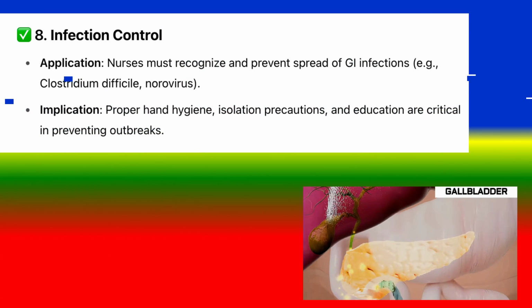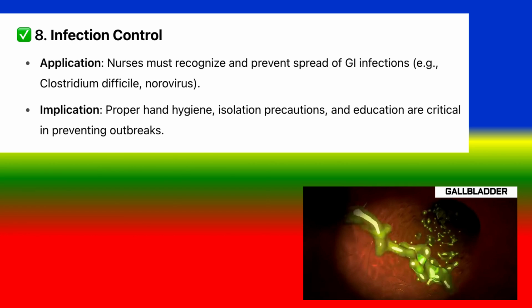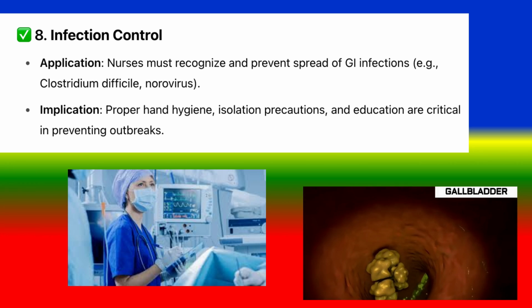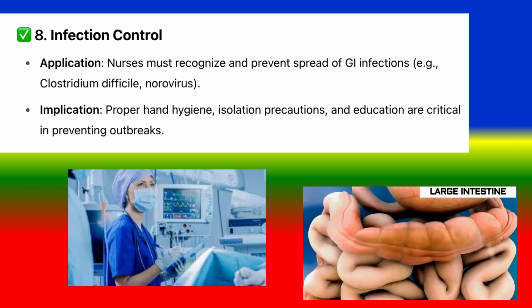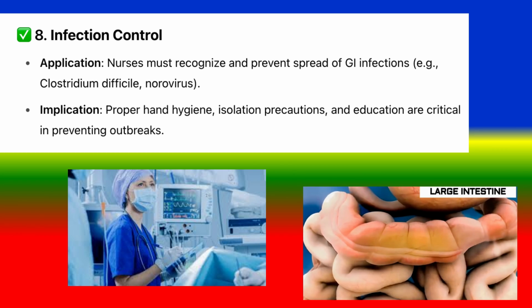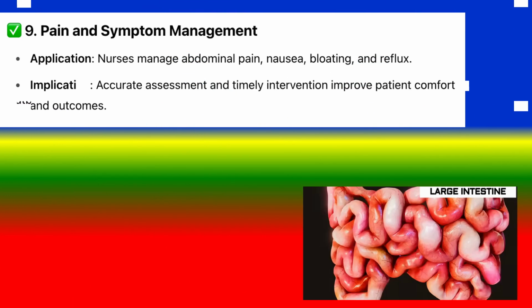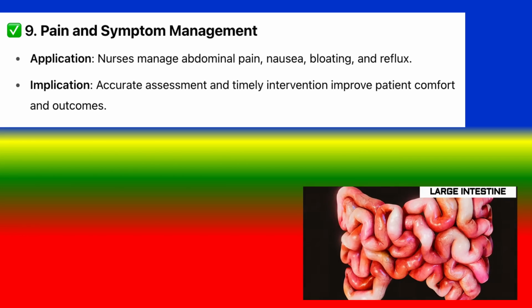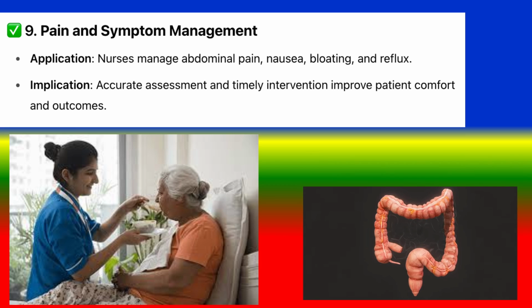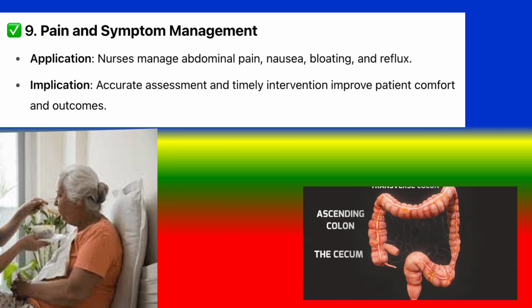8. Infection control. Application: nurses must recognize and prevent spread of GI infections, e.g. Clostridium difficile, norovirus. Implication: proper hand hygiene, isolation precautions, and education are critical in preventing outbreaks. 9. Pain and symptom management. Application: nurses manage abdominal pain, nausea, bloating, and reflux. Accurate assessment and timely intervention improve patient comfort and outcomes.